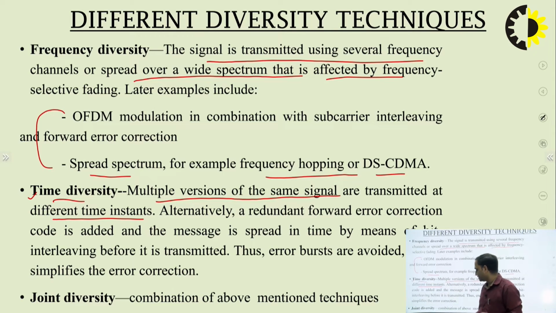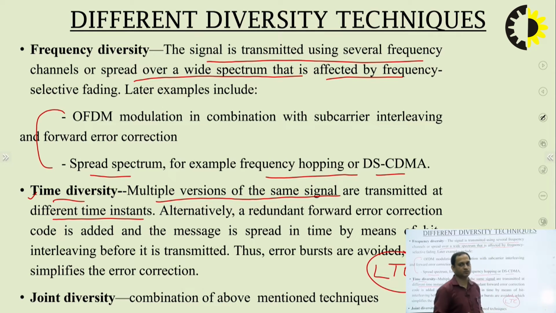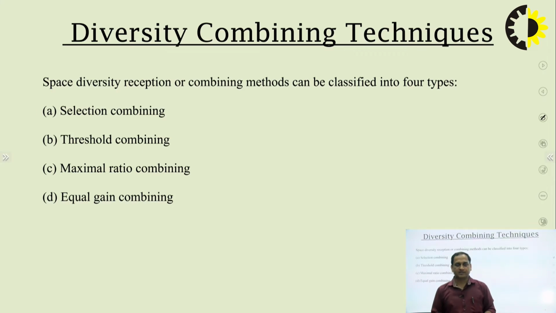Then we have joint diversity, which is a combination of frequency diversity and time diversity. The best example for joint diversity is Long Term Evolution, LTE. In LTE we use the concept of OFDM on the downlink side, and on the uplink side we use SC-FDMA. In the LTE system we use a complete grid of the time and frequency domain, and in each grid we have resource blocks. This concept is very interesting, and in upcoming lectures we will explain all these things about LTE.